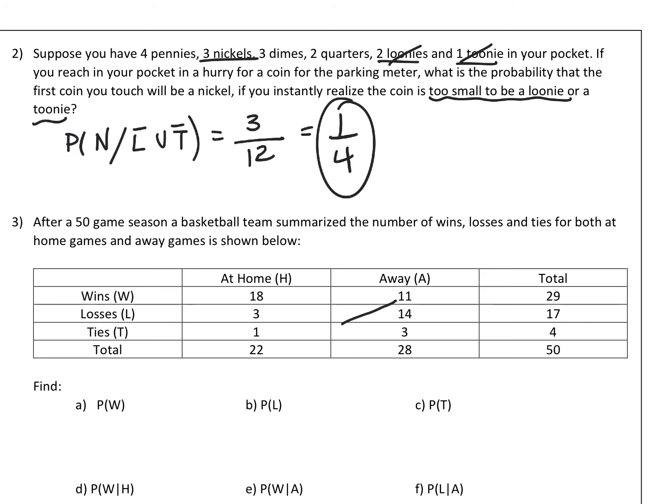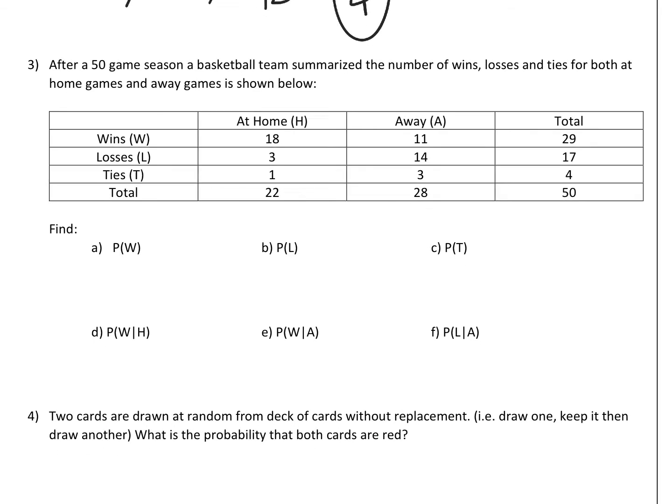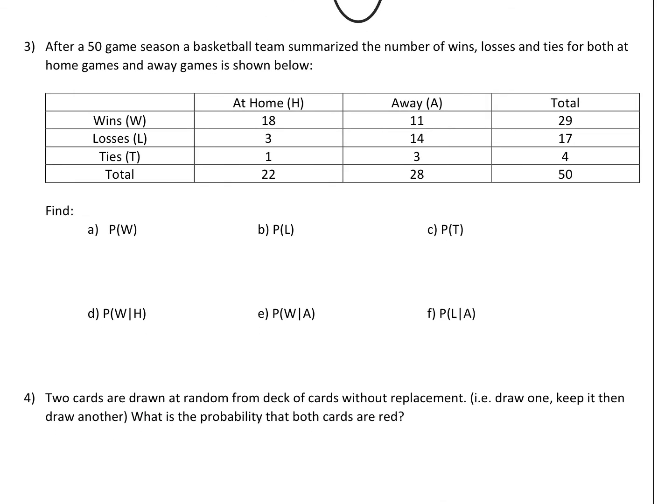Okay, let's look at the next example. We're going to be reading a chart. It says, after a 50-game season, a basketball team summarized the number of wins, losses, and ties for at-home and away games below. So we're just going to get started reading this. It says, what is the probability of getting a win? So if we look at this chart, what we know is that these are my wins at home, away, my total wins, my total losses, my total ties. These are my at-home games, my away games, my total games. So I have a total of 50 games. No conditions, just how many wins did I get?